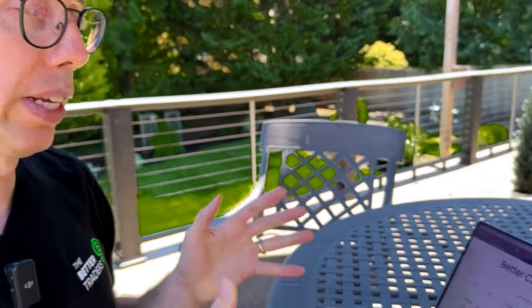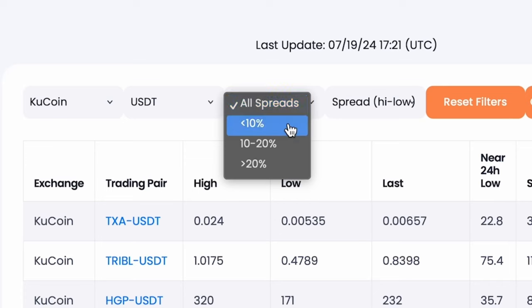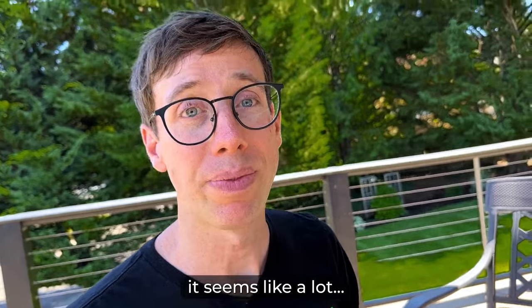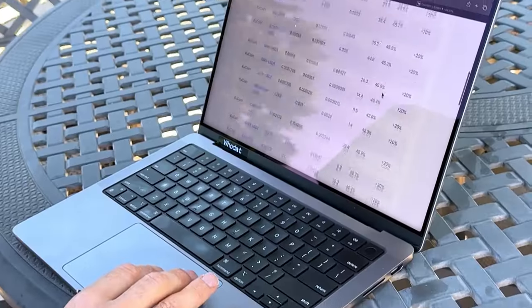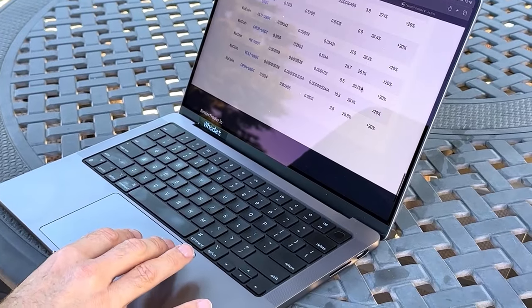The last thing I wanna just help you remember how to use this thing again is that we can use this to filter things out. Right here at this third dropdown, it says all spreads less than 10%, 10 to 20%, or more than 20%. Now, why doesn't it say something like more than 50%? It seems like a lot. It is a lot, especially for a 1 day candle, but you'd be surprised. If I go to more than 20%, there are tons and tons of charts here over 20%.